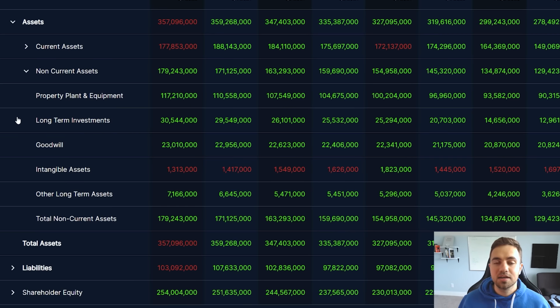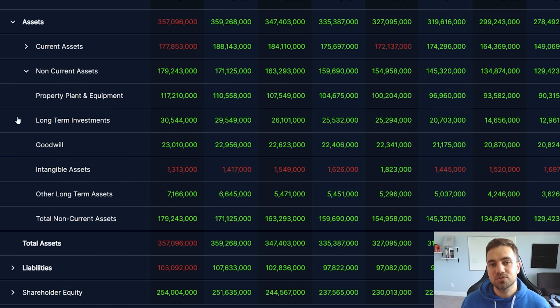These are things like a company's brand name or its relationships with its customers. These things aren't really hard assets that you can sell, but they do still have value. Think about Coca-Cola's brand name. Coca-Cola is recognized by billions of people around the world, and it does have a real value, but it's kind of hard to value an intangible asset.